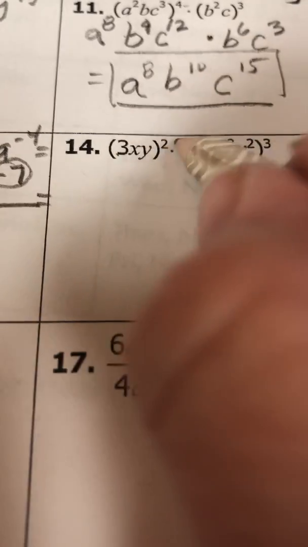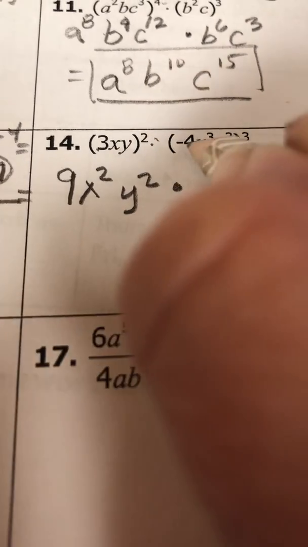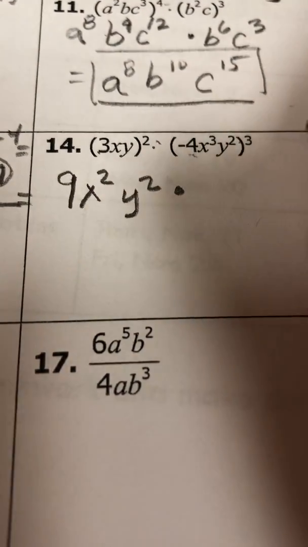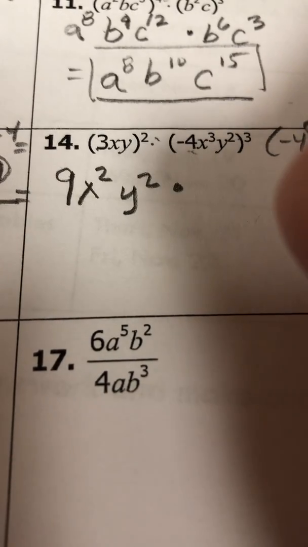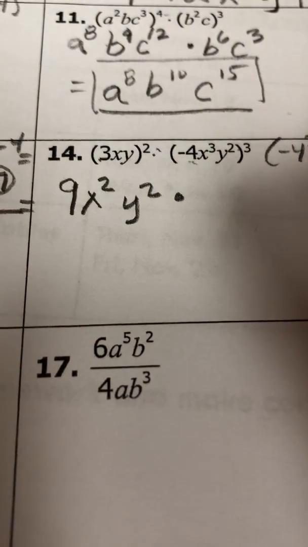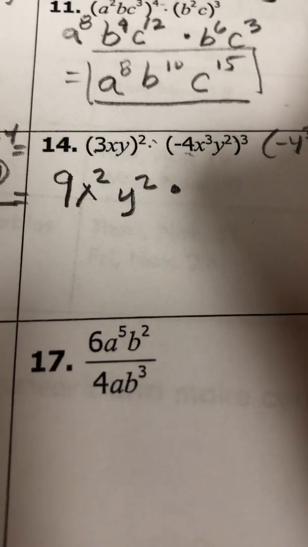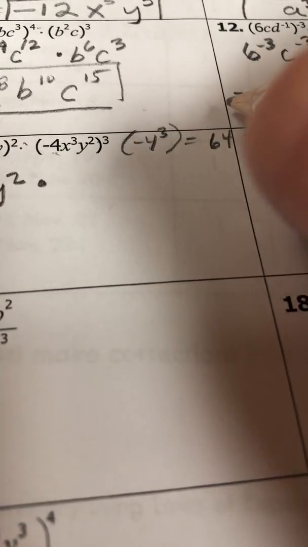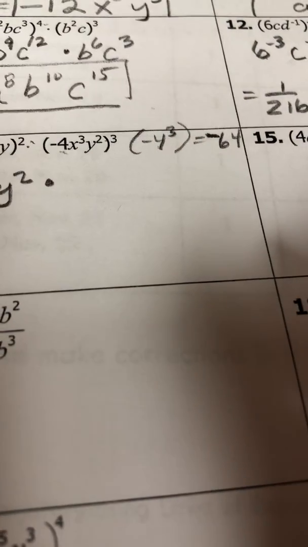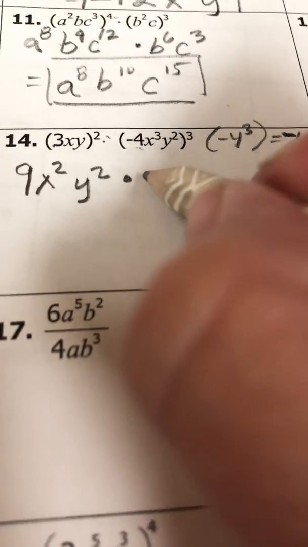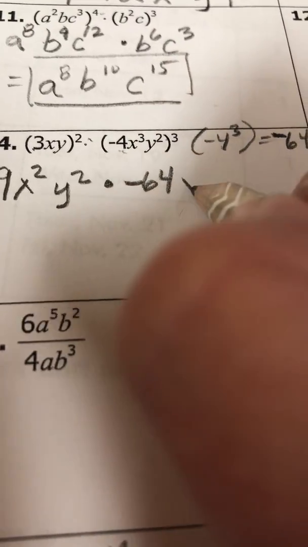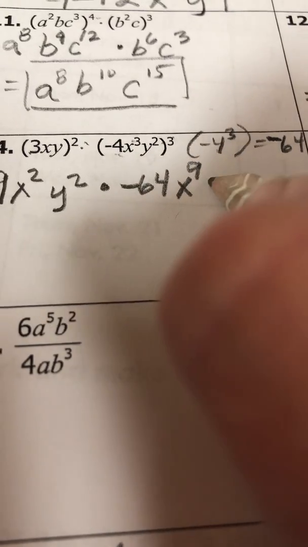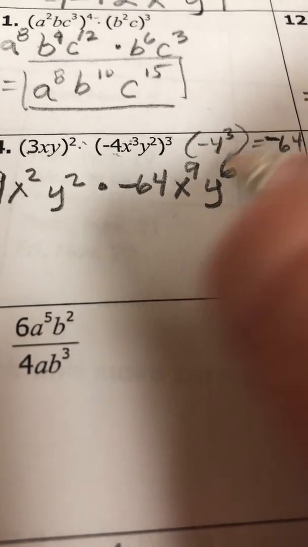3 to the 2nd power. So I'm not going to write this out as much, but I'm going to end up with 9x squared y squared. I'm going to multiply that by negative 4 to the 3rd power. I'm going to rewrite that for just a minute. Well, negative 4 to the 3rd power is, well, 4 to the 3rd power is 64. It's an odd exponent. If it's an odd exponent, then the number is going to be negative. Okay? So I'm going to end up with negative 64. x to the 3 times 3 is 9th. And y, 2 times 3 is to the 6th.